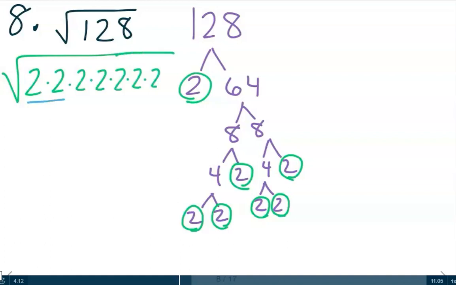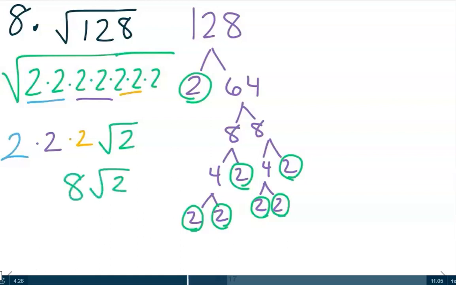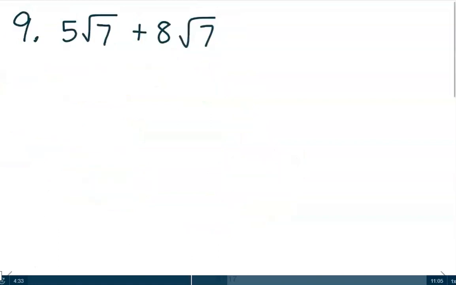Square root of 2 times 2 is 2. Square root of 2 times 2 again is 2. Square root of 2 times 2 is 2. And that other 2 is left underneath the radical. Multiply the numbers in front. 2 times 2 is 4 times 2 is 8. So 8 square root 2. If you notice that 64 is a perfect square, you can get there just a little bit quicker.